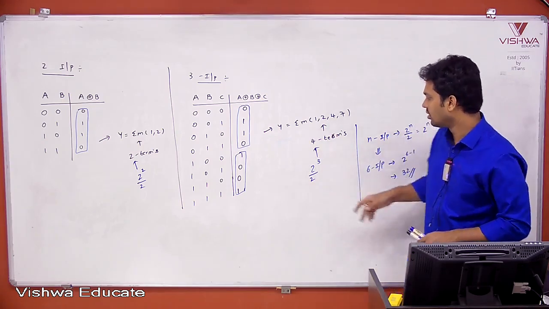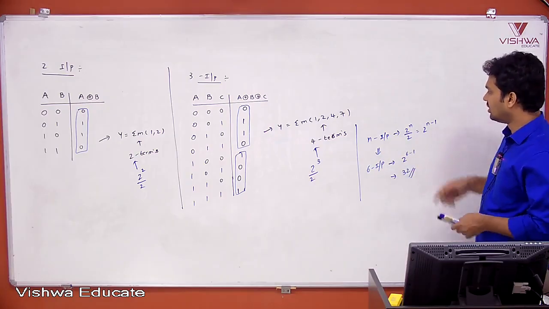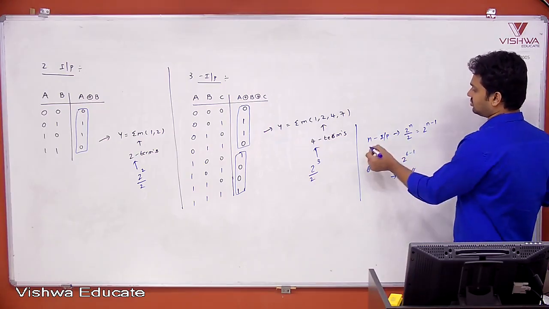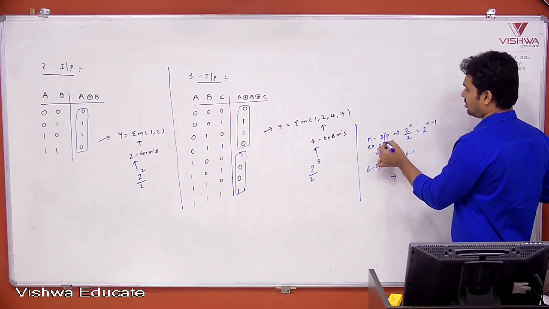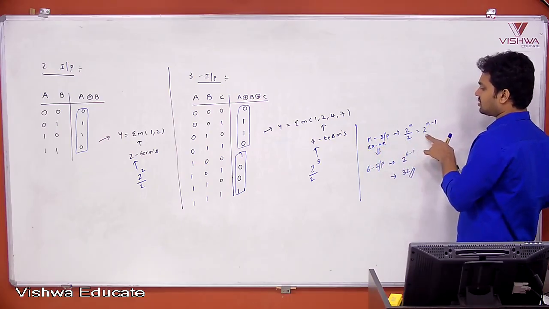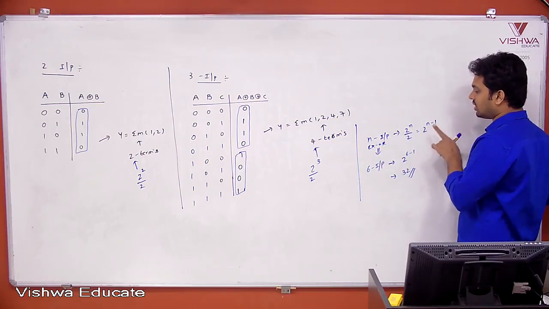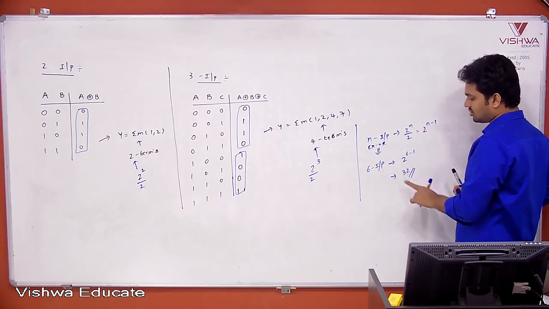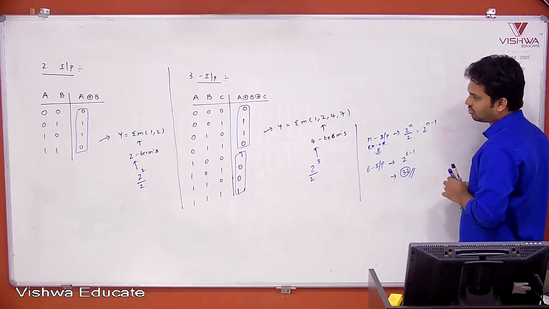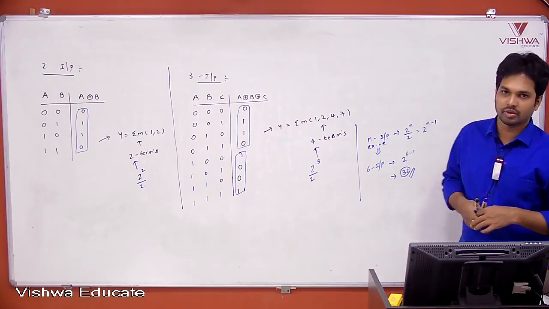Like here 4. So a generalized XOR gate, n input XOR, will contain 2 power n minus 1 min terms in the output expression. So 6 input XOR is the question. How many min terms will it have? 32 min terms in the output expression. Okay, copy it.